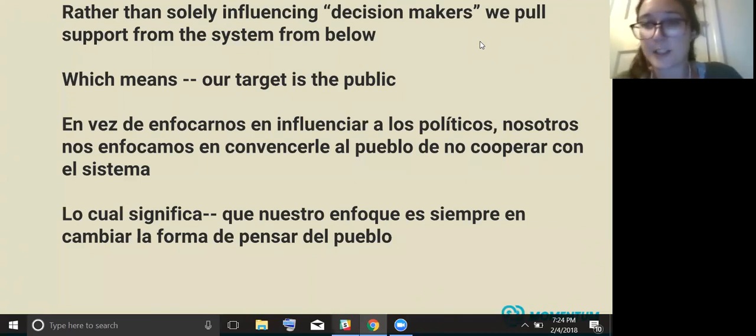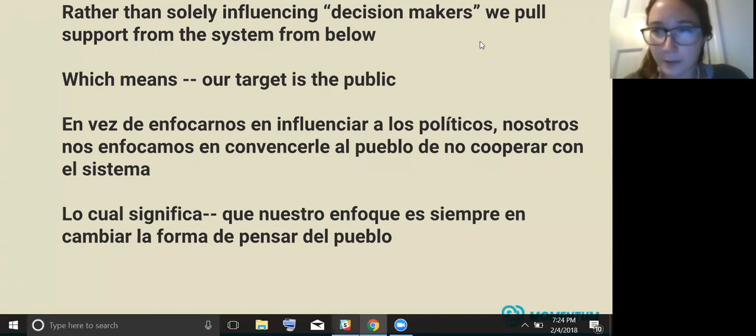Any action that we do, even if we do an action that's at a politician's office, the thinking is always, how is this going to move the public to our side? How is this going to convince people that this issue is important? And how is it going to inspire them to join the movement, to take action, to use their power of non-cooperation?